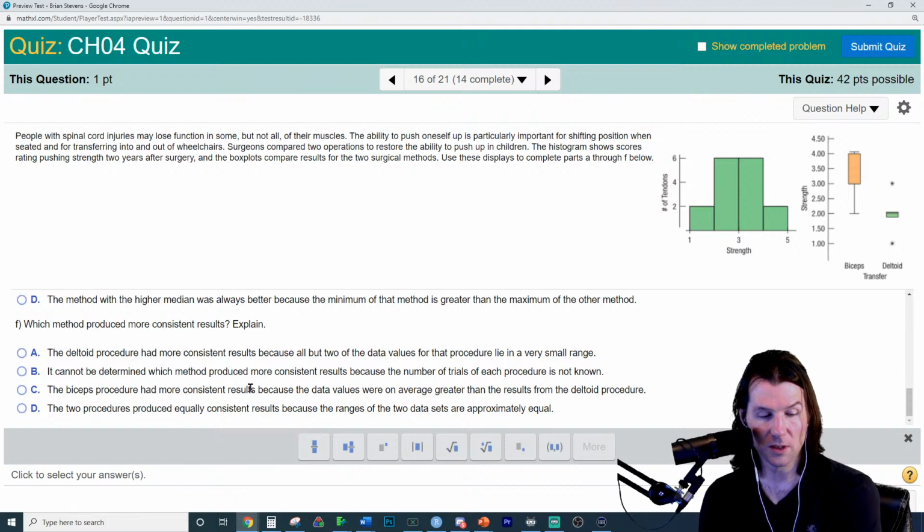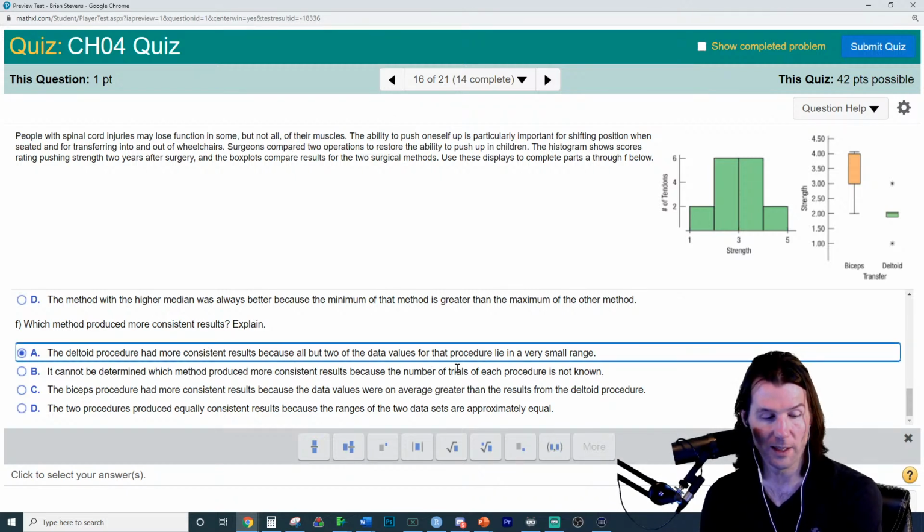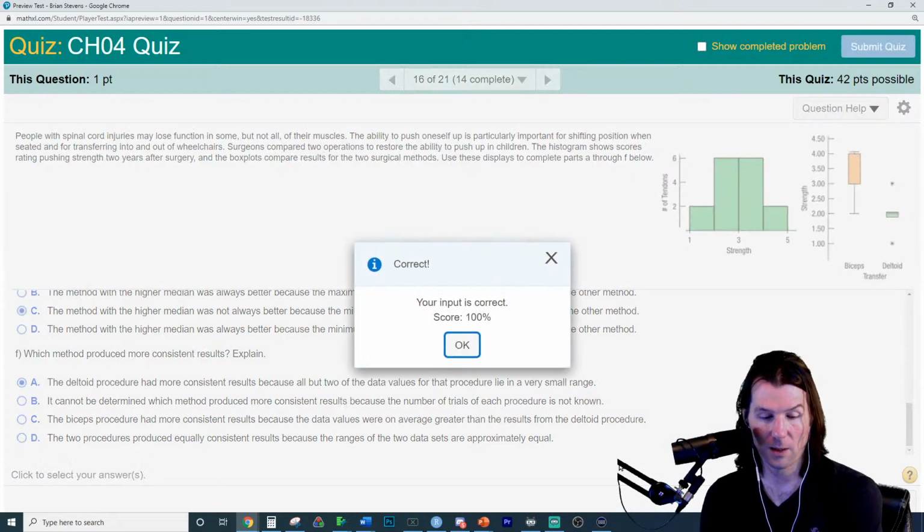Which procedure produces more consistent results? This one is going to be more consistent if you ignore the outliers. The deltoid had more consistent results because all but 2 of the data values for that procedure are in a very small range. That's exactly right. And we should have it.